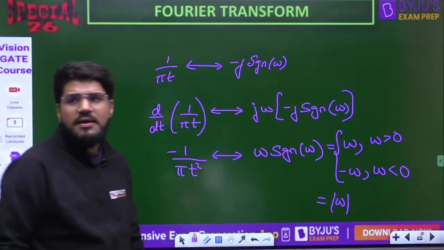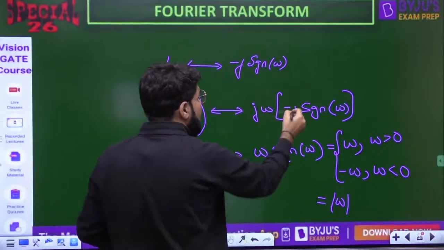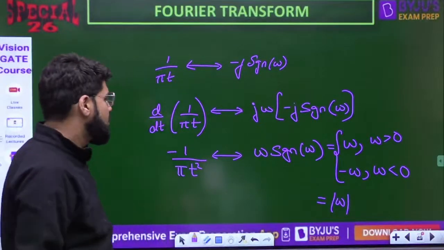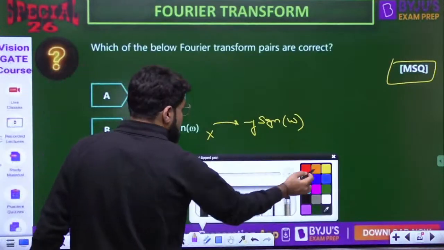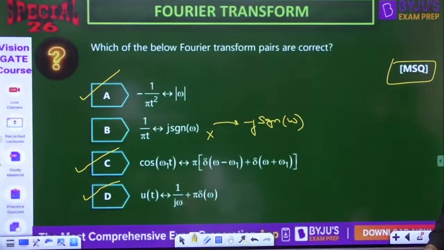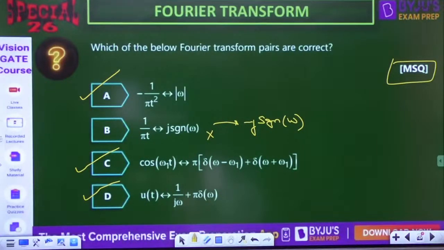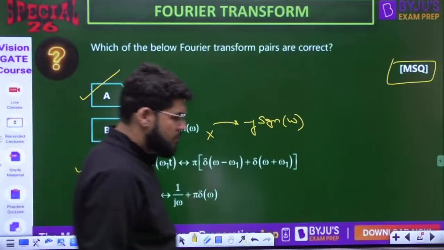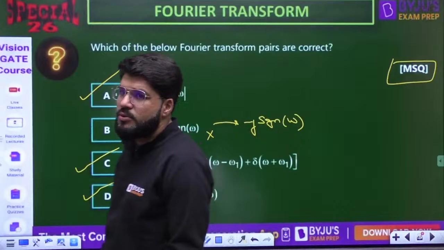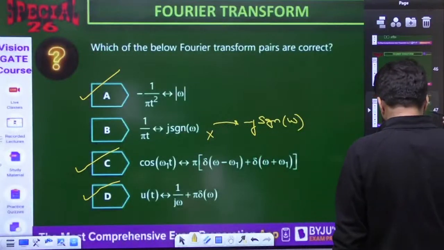So is that the correct option? No. Negative was there, but j square also will bring the negative here. J square is minus 1, so minus eventually becomes plus. Okay, so mod omega is the correct thing. So option A is also correct, absolutely correct. It is an MSQ question, with A, C, D. The three options A, C, D are correct here.